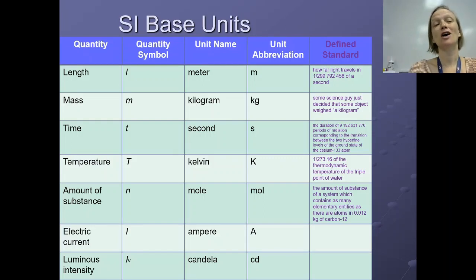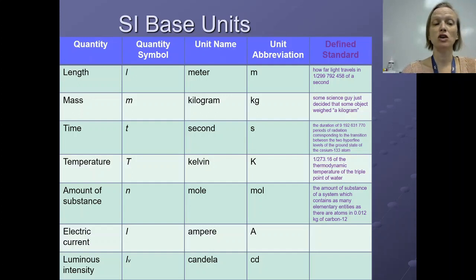So let's talk about what units scientists use when they are conveying their measurements. There are 7 base units that scientists use, and all other units are based off of those 7 base units. So for length we use meters, mass we use kilograms, time we use seconds, temperature we use Kelvin, amount of a substance is measured in moles.